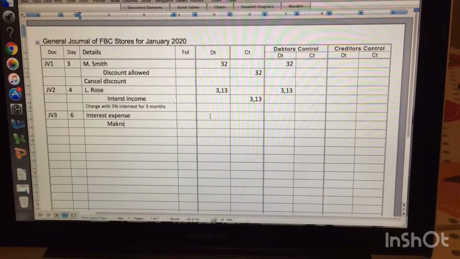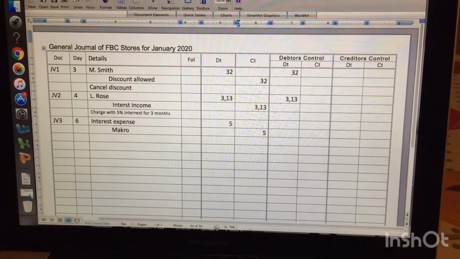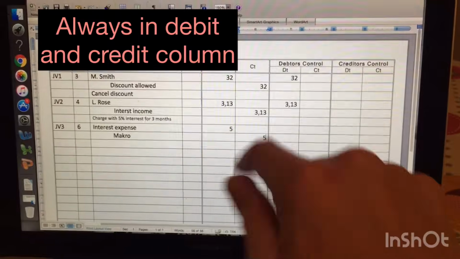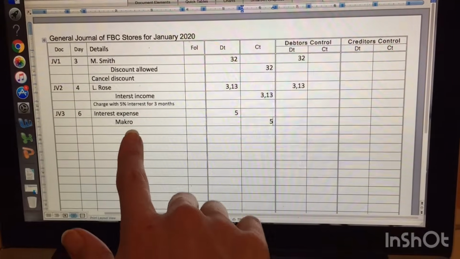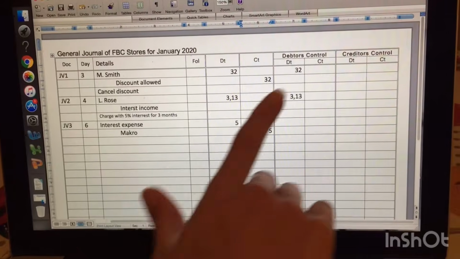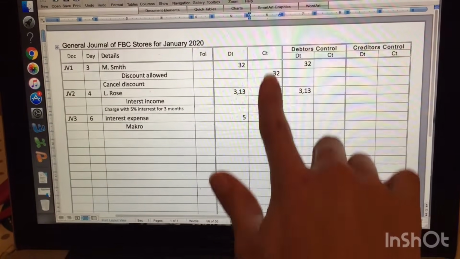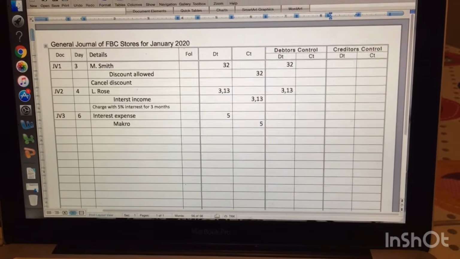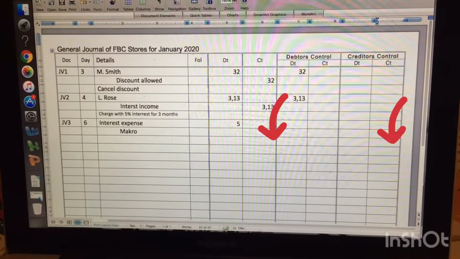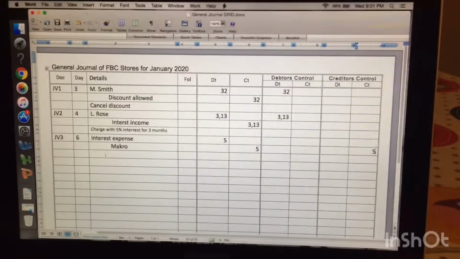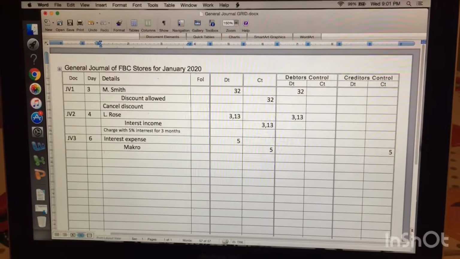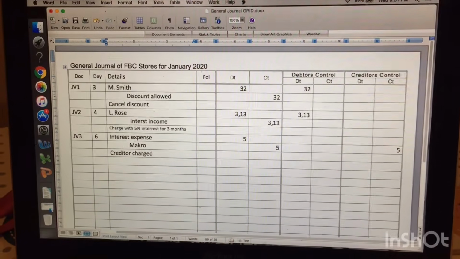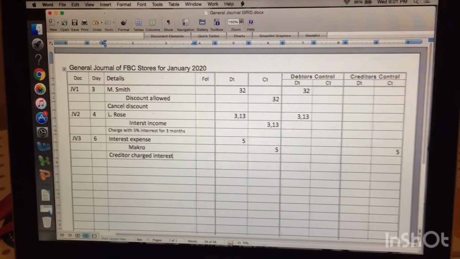So again, in the debit column 5 Rand, in the credit column 5 Rand. Over here, you'll always write something in the debit column and you'll always write something in the credit column. Now we've got a person again, Macro. Macro is a creditor. Because I wrote over here in the credit column, I'm going to write in the credit column of creditors control as well. And then my narration is creditor charged interest.